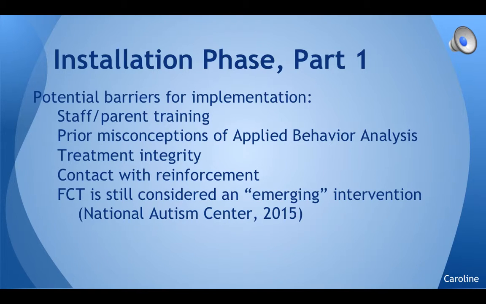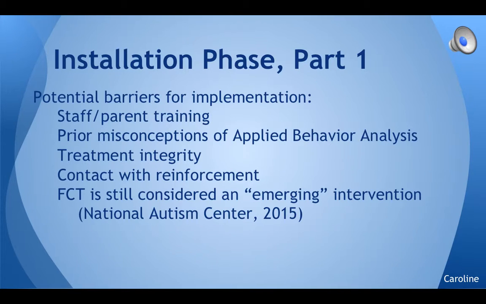Second, prior misconceptions about behavior therapy may result in some hesitation. Contrary to past beliefs, ABA is not experimental, it does not use aversive punishment, and it does not just bribe children into doing things. Treatment integrity is important so the intervention is implemented as it was intended and so that socially significant change can be made reliably.